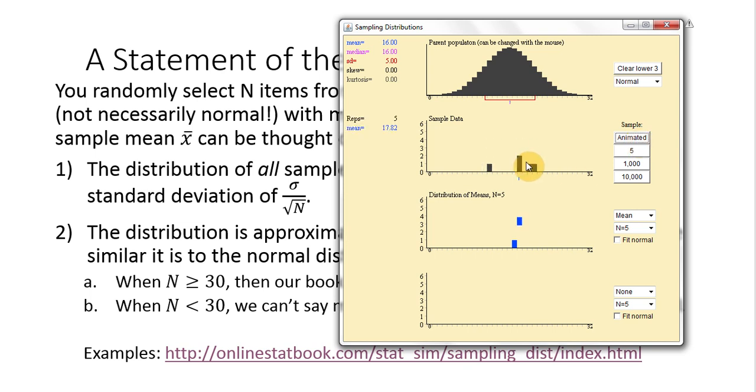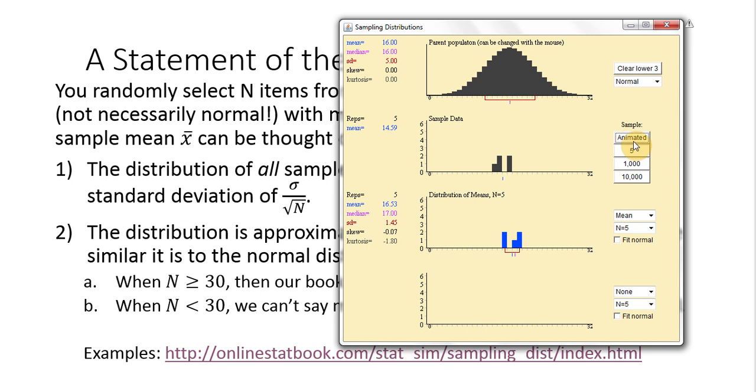So as you see, we've picked slightly different things. Our sample mean is slightly different. We do this again. We do this again. And again. And after too long, it gets tedious. So we're going to stop doing that.